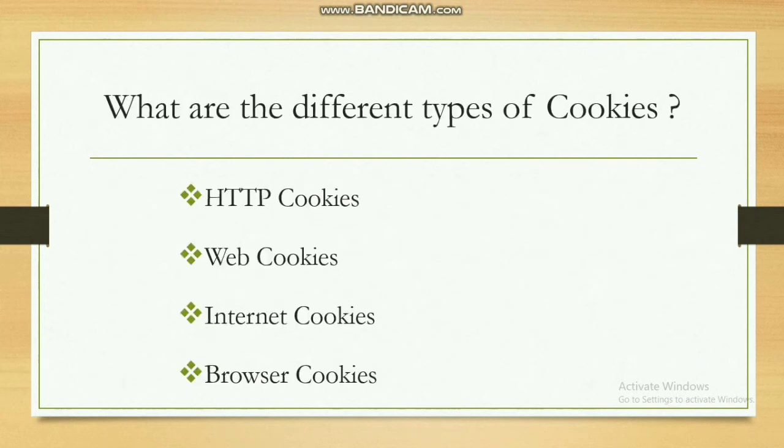What are the different types of cookies? The different types of cookies that are available nowadays are classified into four: HTTP cookies, that means those on the internet, web cookies, internet cookies, and browser cookies. All these types of cookies are used to store data which you enter into form fields while you are using the web browser and other things in due course.